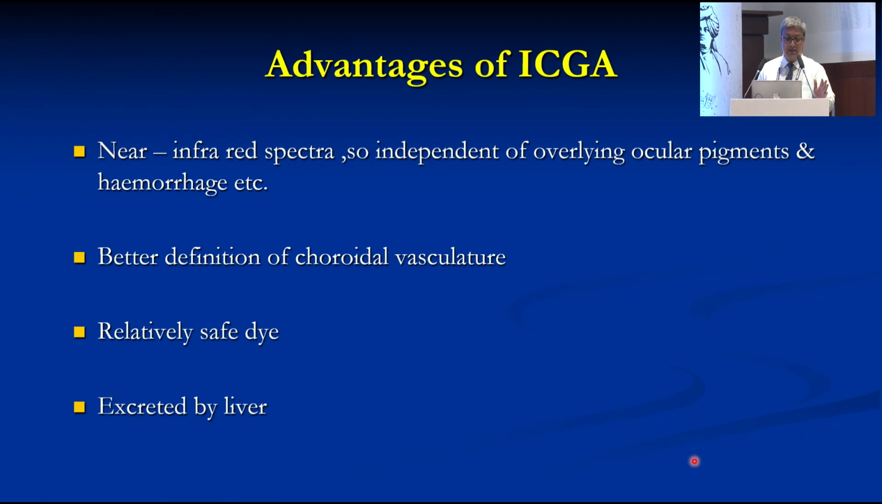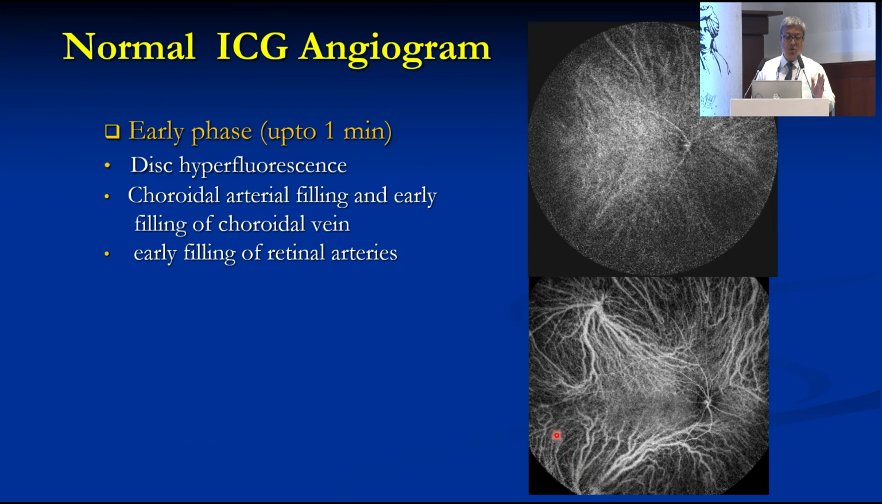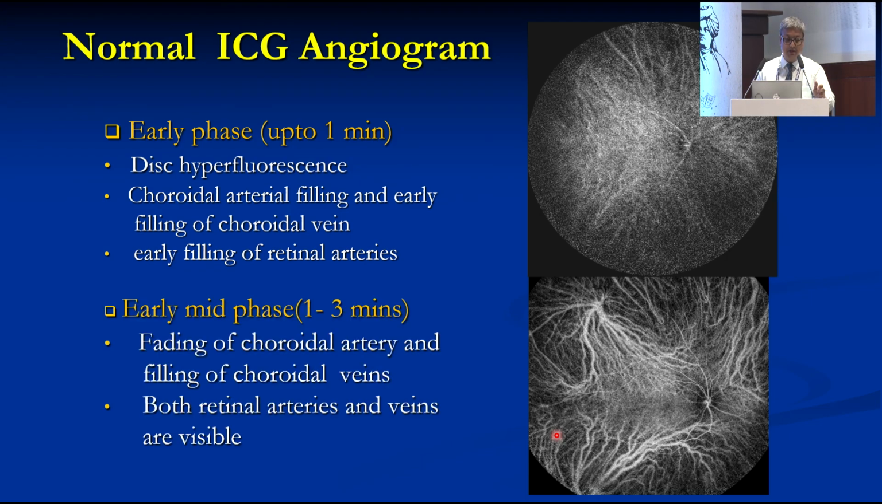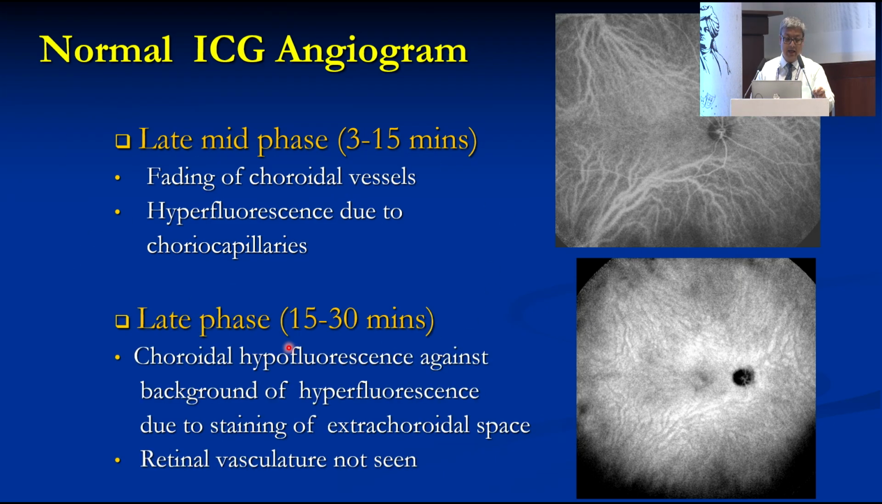The advantage of ICG is that we can see lesions which are obscured by ocular pigment and hemorrhages. It is a relatively safe dye and doesn't have very high side effects. Adverse effects are nausea and vomiting, and severe anaphylactic shock is rarely encountered. In angiography, there is the early phase, the early mid phase at 1 to 3 minutes, the late mid phase, the most important phase, at 3 to 15 minutes, and the late phase at 15 to 30 minutes.